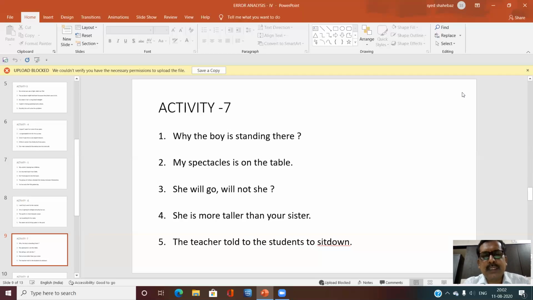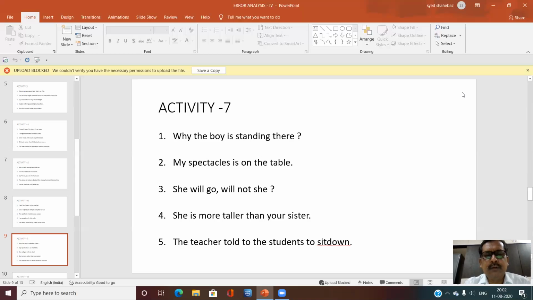Next, my spectacles is on the table. With the noun spectacles, we always use a plural verb, like scissors. In the same way, with the noun spectacles also, we use a plural verb. My spectacles are on the table. This is the correct expression.